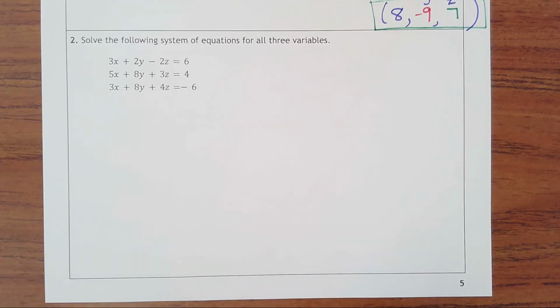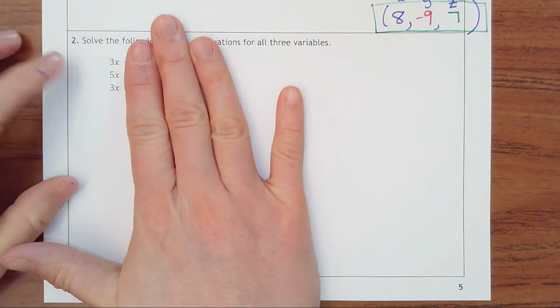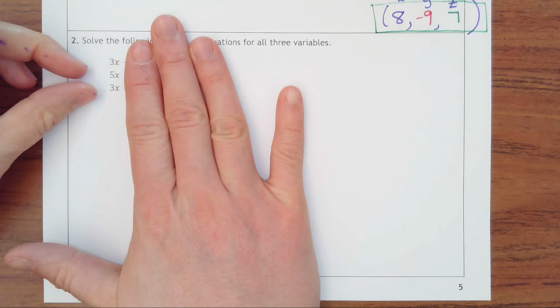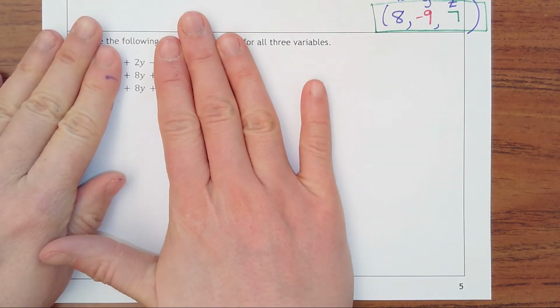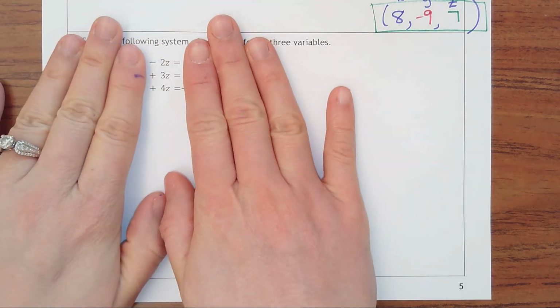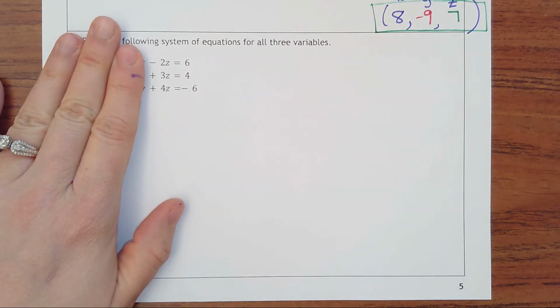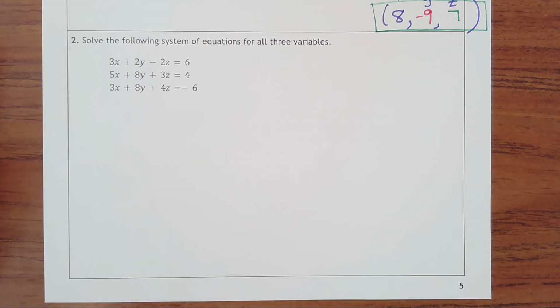Okay, again, go through your x's, your y's, and your z's and figure out which one letter you want to eliminate from all 3 of them. So I've got 3 and 5, so I'd have to make those all 15s. 8 and 2, I can make them all 8s. 2, 3, and 4 would have a least common multiple of 12. I'd have to multiply all of them.